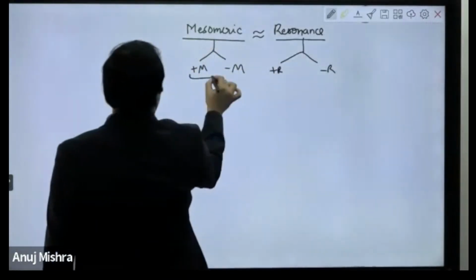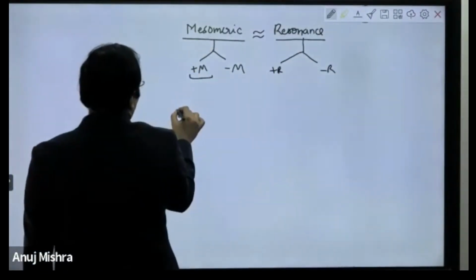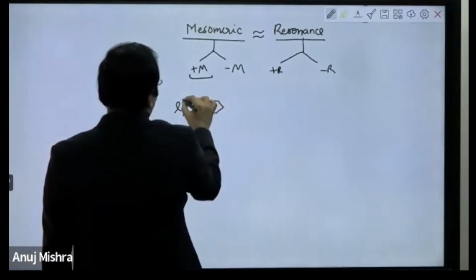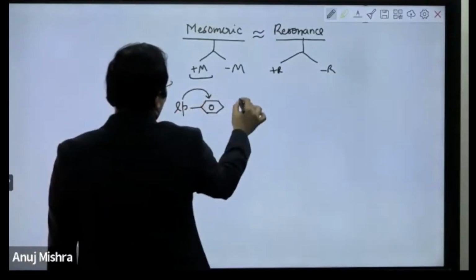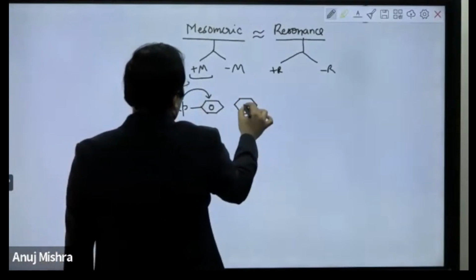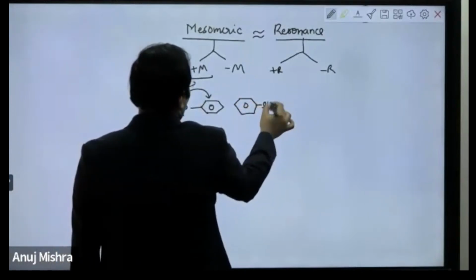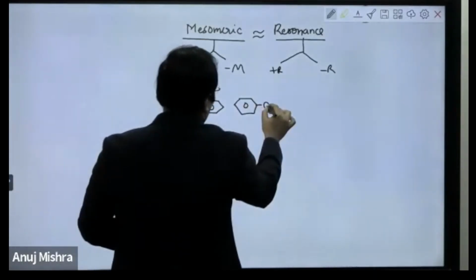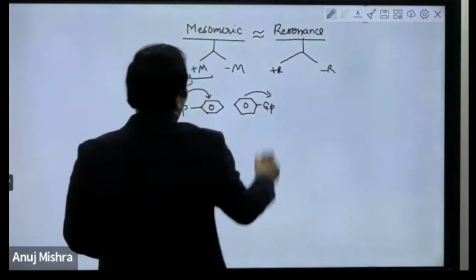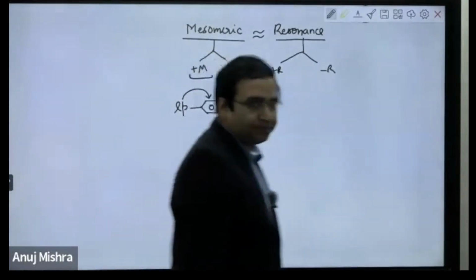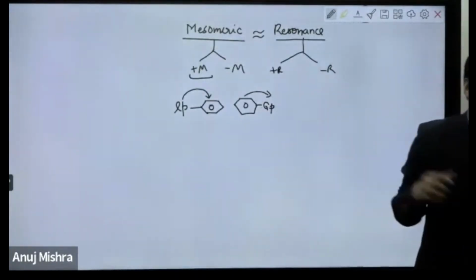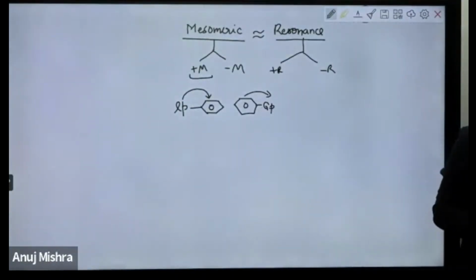Plus means if you have lone pairs attached to a ring and it supports the ring, that's plus M. And if you don't have lone pair, let's say if you have some group which pulls electron away out of the ring, that's minus M. So first case, you are sending it inside. The other case is you are pulling it outside. First case comes in plus M. Second case is minus M.